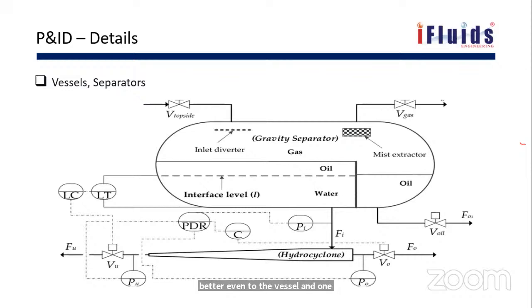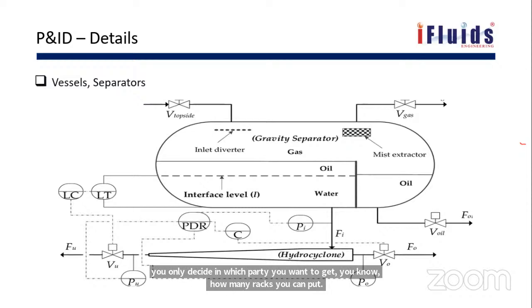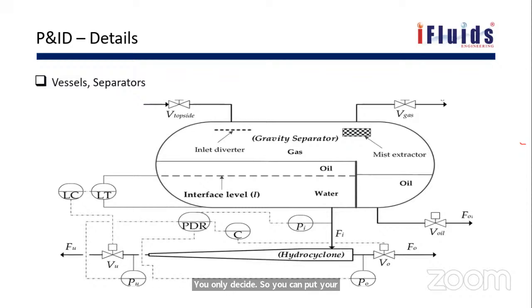Actually, you know the layout, you can route. You only decide which path to take and how many racks to put. So you can put your own. But the thing is that if I change, you also need to change. This is theoretical, what I am speaking. If you are experienced, I am experienced, you will do it. You understood, right?